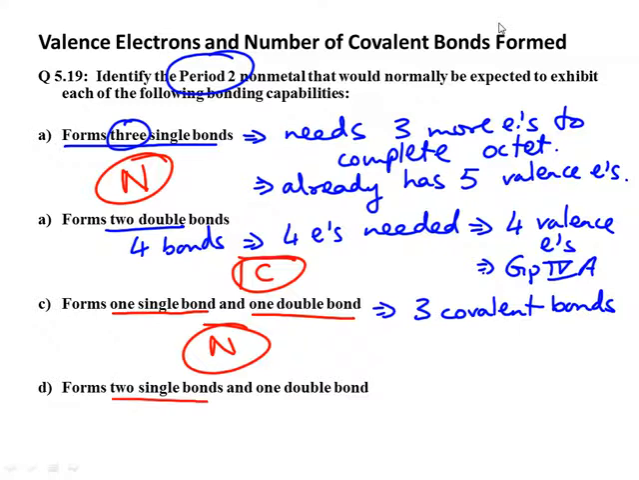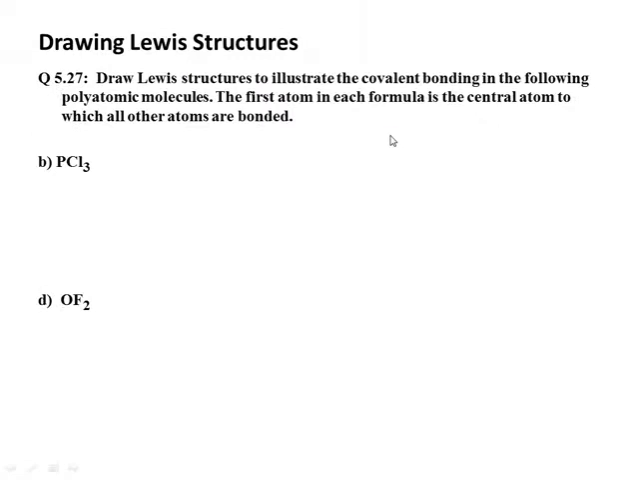Forms 2 single bonds and 1 double bond. This brings us to carbon again, following the exact same logic. So please remember, the number of covalent bonds that a non-metallic atom would make equals the number of extra electrons it needs to complete an octet. Okay, let's move on. Draw Lewis structures to illustrate the covalent bonding in the following polyatomic molecules.